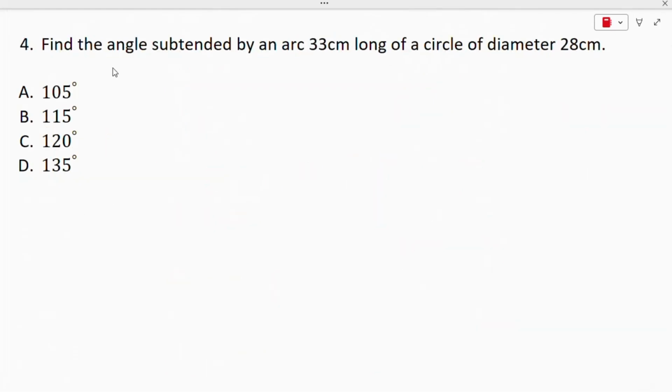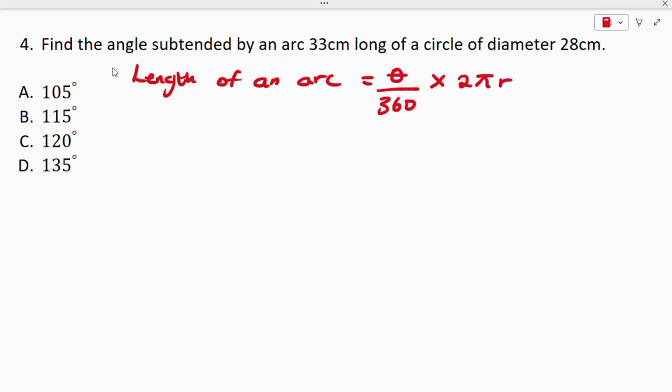Alright, so right here we have question number 4, and question number 4 says: find the angle subtended by an arc 33 centimeters long of a circle of a diameter 28 centimeters. And from here we know that the length of an arc is given as theta over 360 times 2 pi r. Now we have to find the angle of the length of an arc.